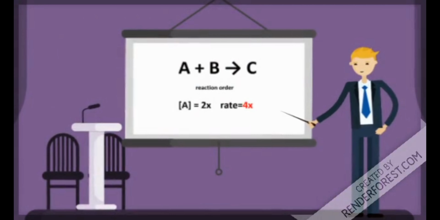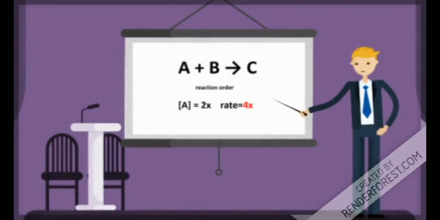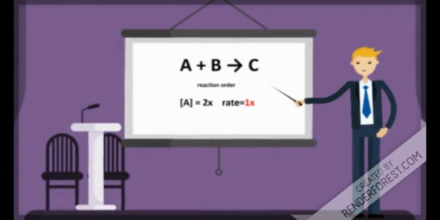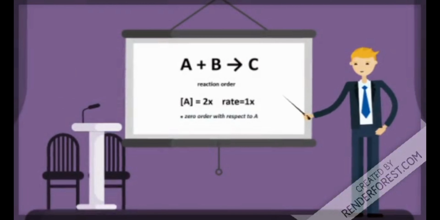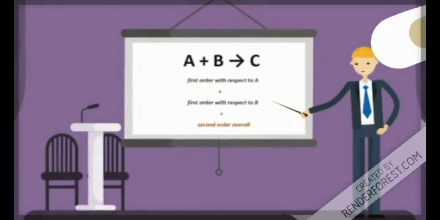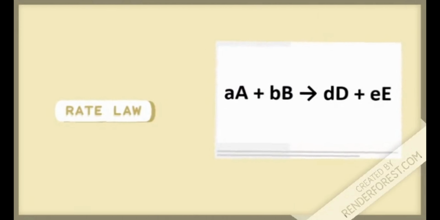Instead, if we double the concentration and the rate quadruples, the reaction is second order with respect to the reactant. And if a change doesn't affect the rate, then it's zero order. The overall reaction order is just the sum of orders from the individual reactants. So, if a reaction is first order with respect to each of the two reactants, it would be second order overall. We can describe the kinetics by using a rate law.